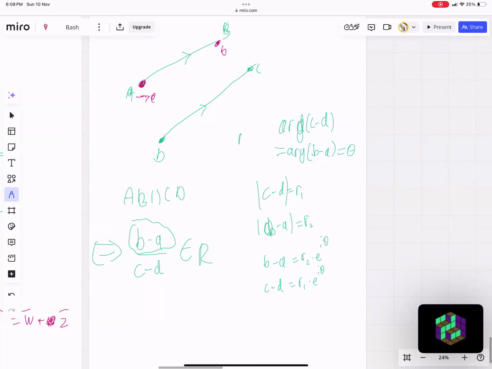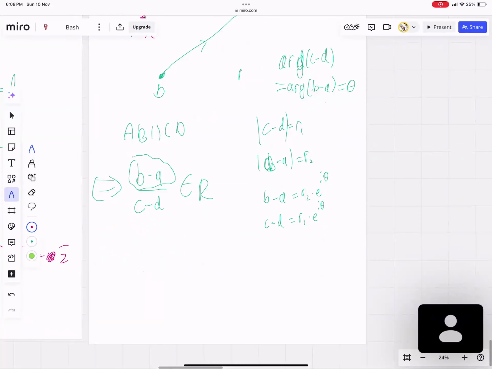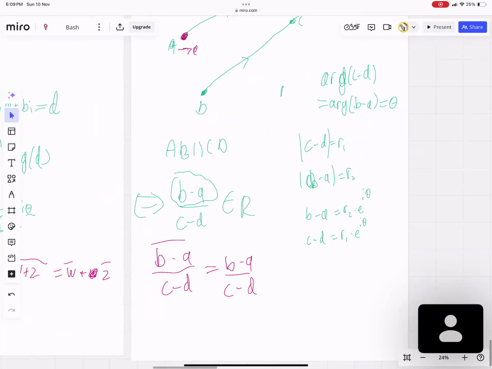Okay. So we get that AB is parallel to CD if and only if b minus a times the conjugate of c minus d is equal to the conjugate of b minus a times c minus d.